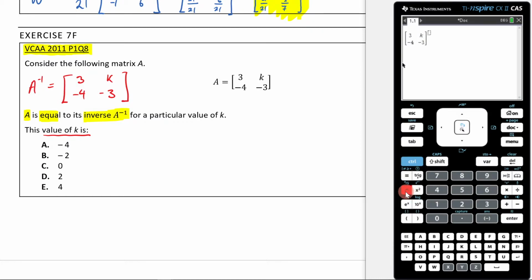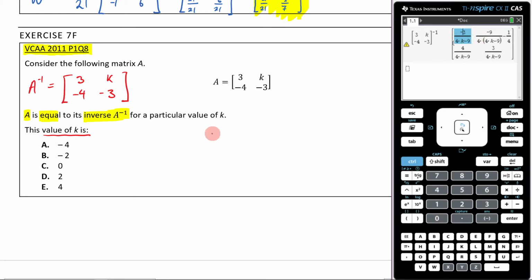So remember, you raise it to the -1. We hit enter, and there is the inverse. Now, it looks horrific, doesn't it? What we want to do is find the value of k such that it is equal to the matrix A. Well, what that means is if I took this first element here, so let me write it down. It is -3 over 4k minus 9.